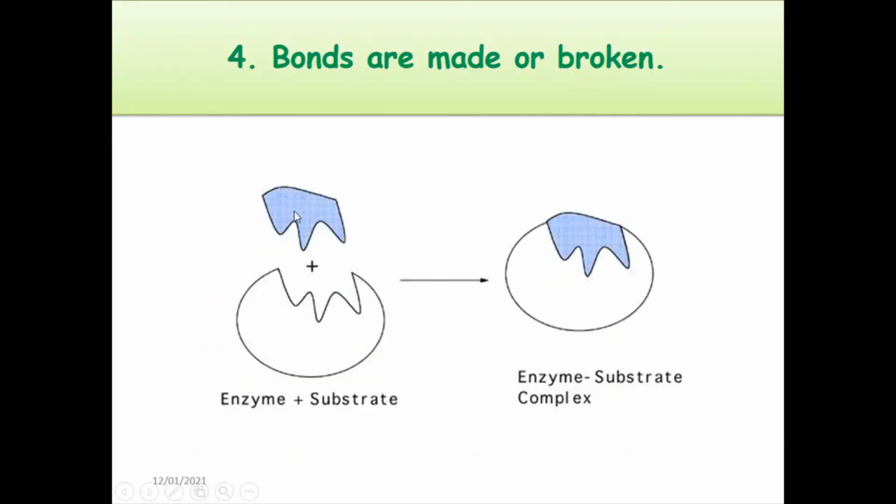Okay, so when the substrate has formed the enzyme substrate complex, bonds are made or broken. So here, this is one substrate. This could bind with the enzyme, and the bonds could be broken, and this will now split into two parts, two substrates. Or it could be two substrates joining in the enzyme's active site, and then the bonds could be formed, and then it could release as one substrate.